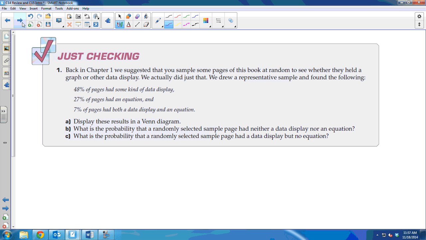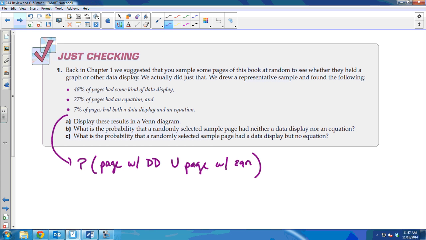So it says back in chapter 1, we suggested that you sample some pages of this book at random to see whether they held a graph or other data display. We actually did just that. We drew a representative sample and found the following. 48% of the pages had some kind of data display, 27% of the pages had an equation, and 7% of the pages had both a data display and an equation. All right? Now, I'm going to add in a question before we do the other ones. What's the probability of getting a page with a data display or a page with an equation?